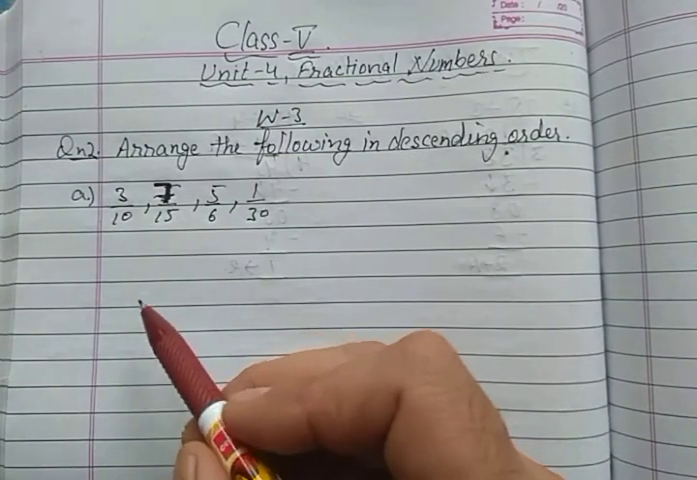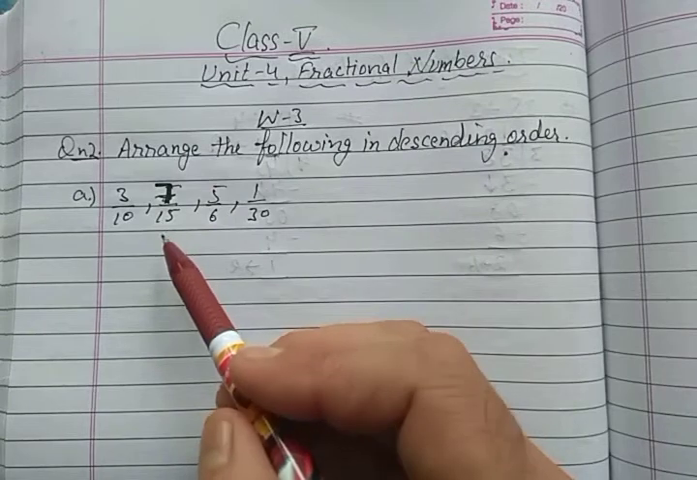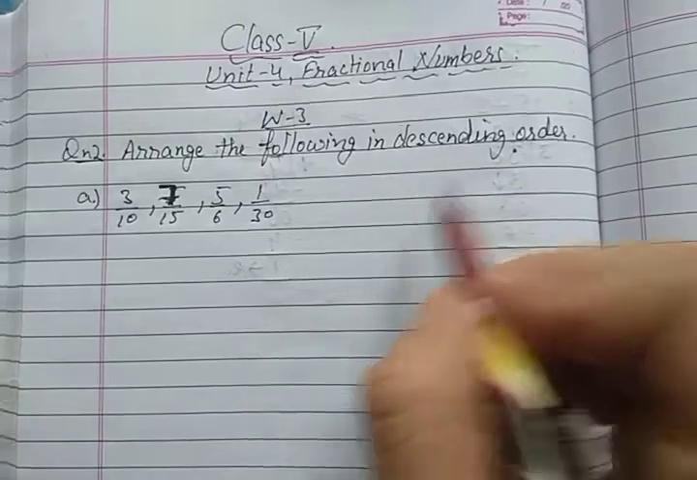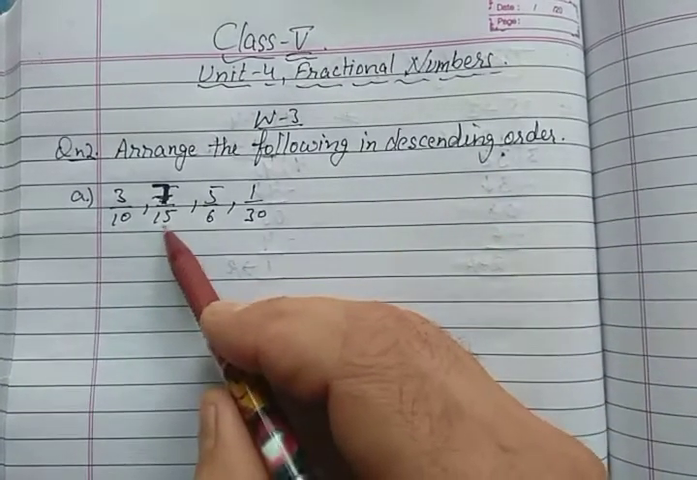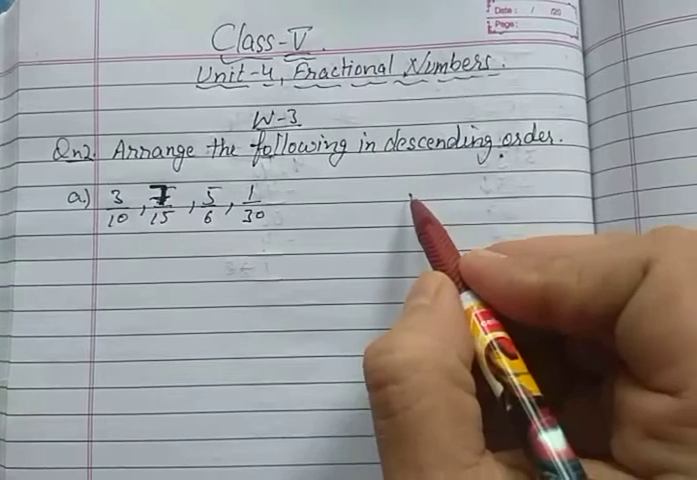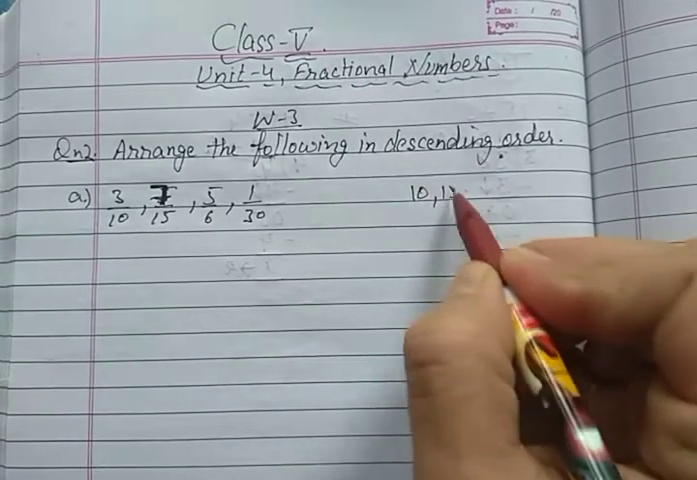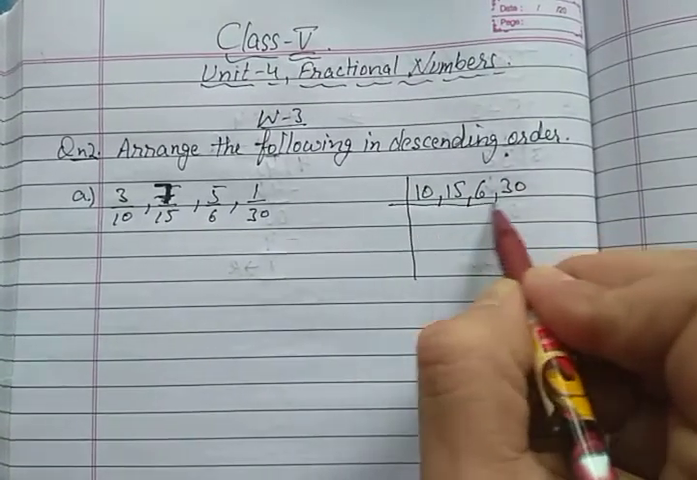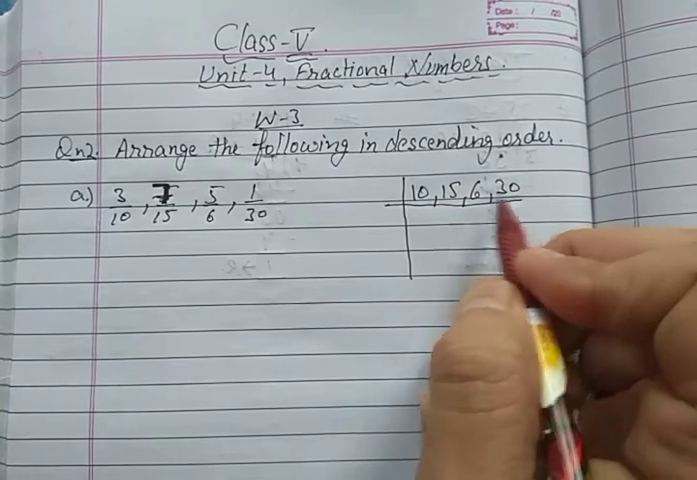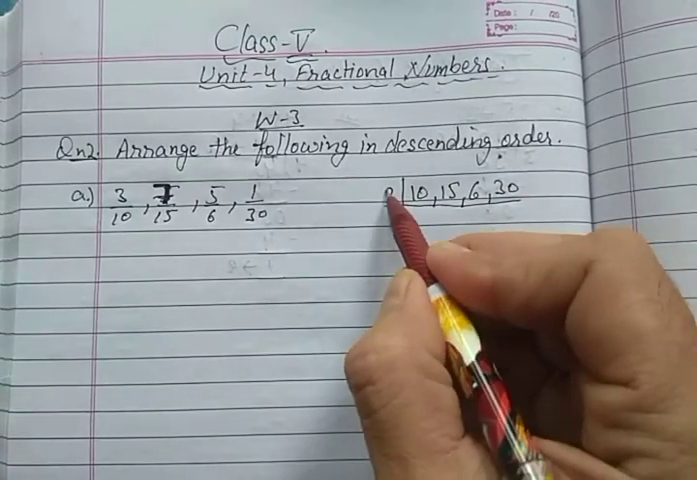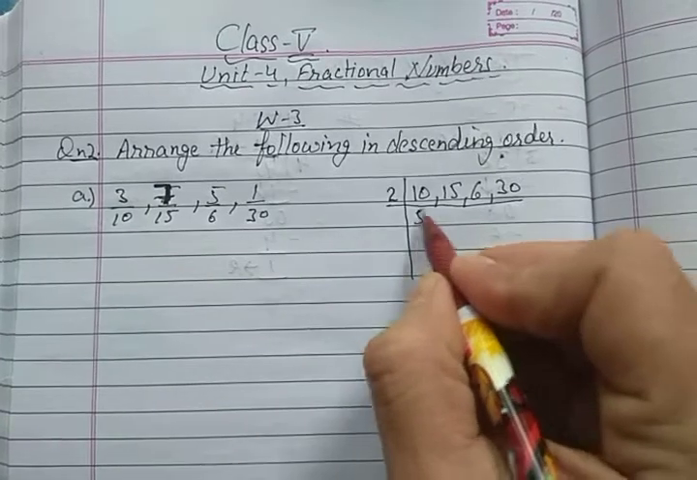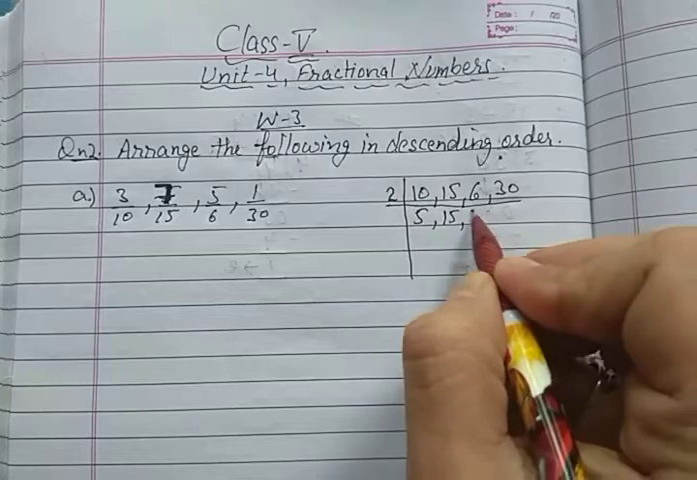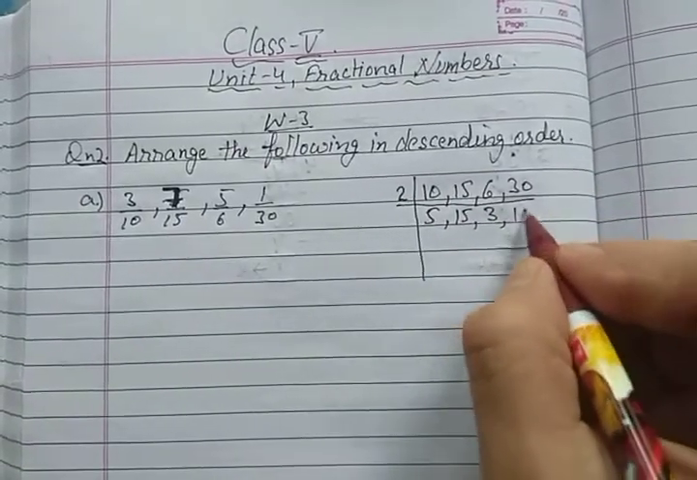Now you know that we are using the LCM method. That means by taking the LCM we compare these fractions. So first of all, take the LCM of denominators. हमें denominators का LCM लेना है. As we have even numbers, we will first of all divide by 2. 2 5s are 10. 15 does not come in the table of 2, so we will write it as it is. Then 2 3s are 6, and then 2 15s are 30.